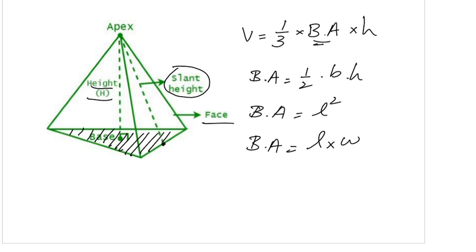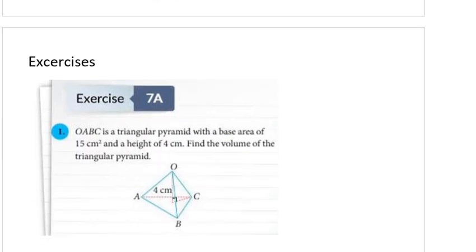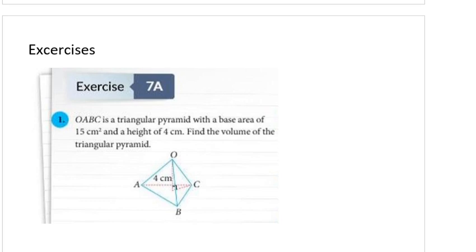So moving to the first question of exercise 7a: triangular pyramid OABC is a triangular pyramid with a base area of 15 centimeter squared and a height of 4 centimeters. Find the volume of the triangular pyramid. So in this pyramid, we are already given the base area, and we don't need to find the value because it is already given.